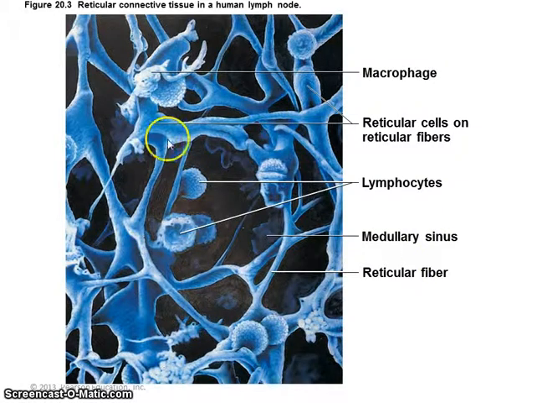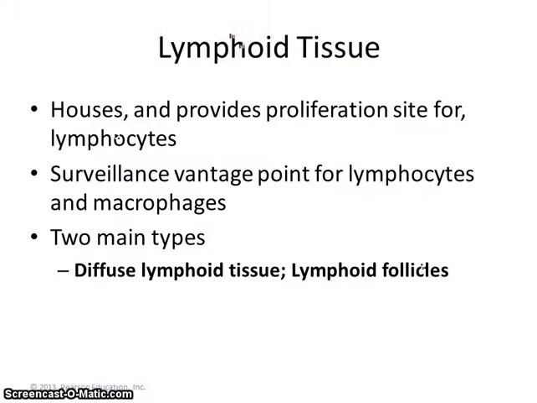So here's some reticular connective tissue where you've got all these reticular fibers and you've got different cells stationed on there. That's where you're finding the lymphocytes, macrophages. Okay, so lymphatic tissue is a place where we can have those reticular fibers, where we have the immune cells. They also provide a proliferation site.